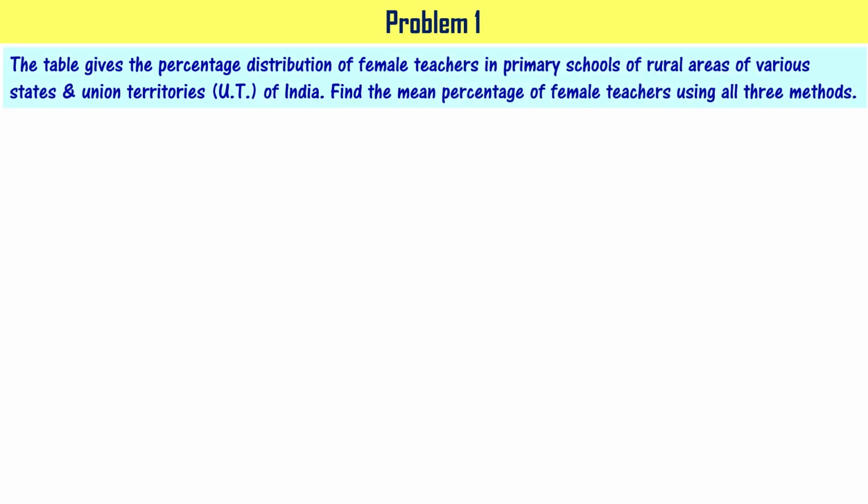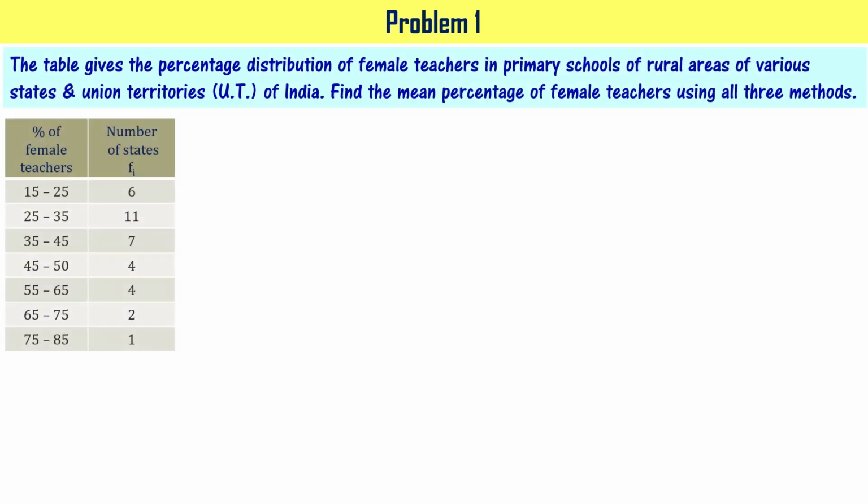Let us solve a problem based on this concept now. The table gives the percentage distribution of female teachers in primary schools of rural areas of various states and Union Territories of India. Find the mean percentage of female teachers using the three methods. We have seen three methods for computing the mean, right? Direct method, assumed mean method, and step deviation method. We are asked to find the mean percentage of female teachers using all three methods.